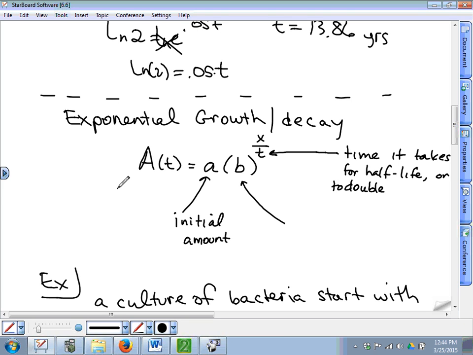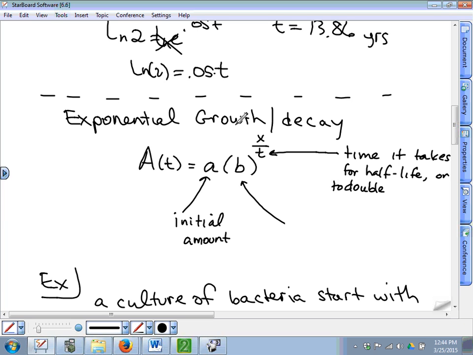Now, somebody erased B. A is the initial amount, is what you start with. Whether it's decay, now what I mean by decay would be question 7, because what's happening on question 7? It says carbon half-life. It's a half-life, right? So after 5,730 years, what happens to the amount of carbon-14? It's cut in half, so it's decaying over time.